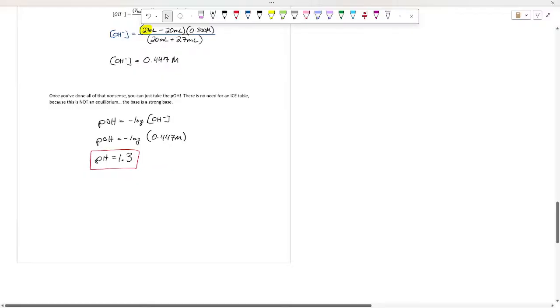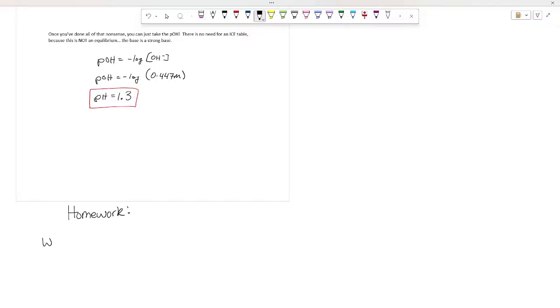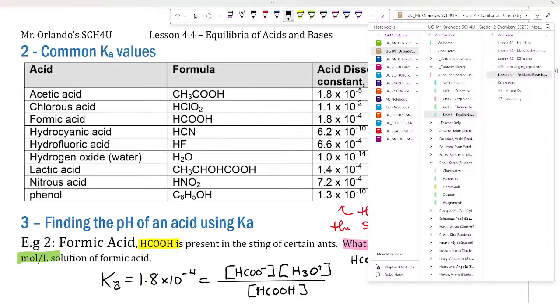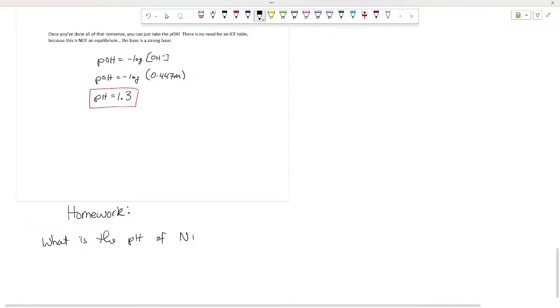So now, for homework, we're going to pick a different acid. So let's go to our acids. Let's pick, I don't know, formic acid. Sorry? What did you want? You want nitrous? Okay, we'll do nitrous.